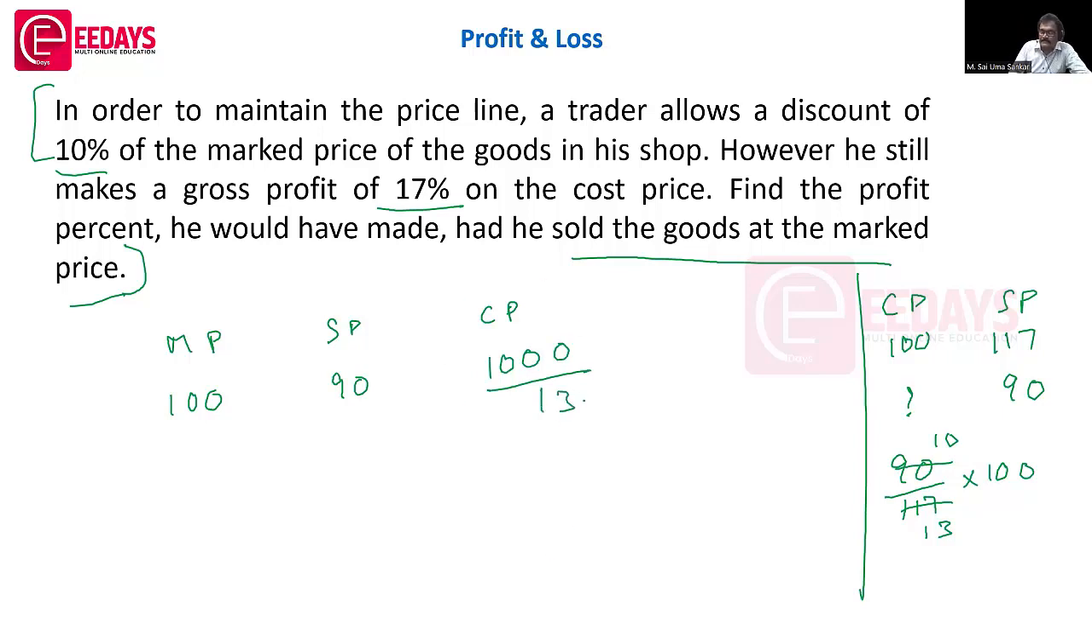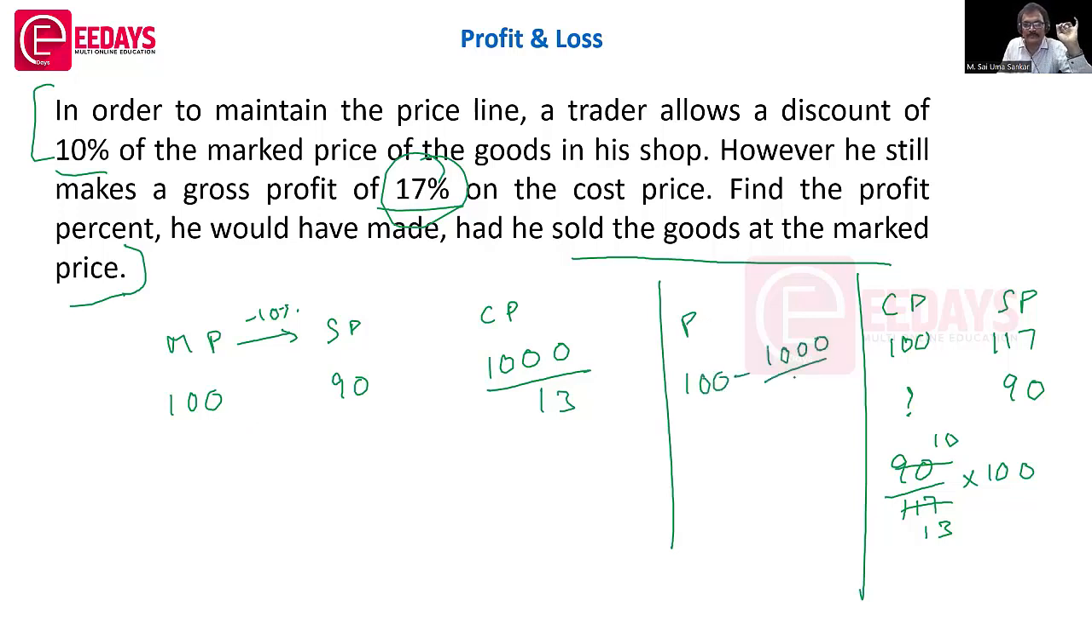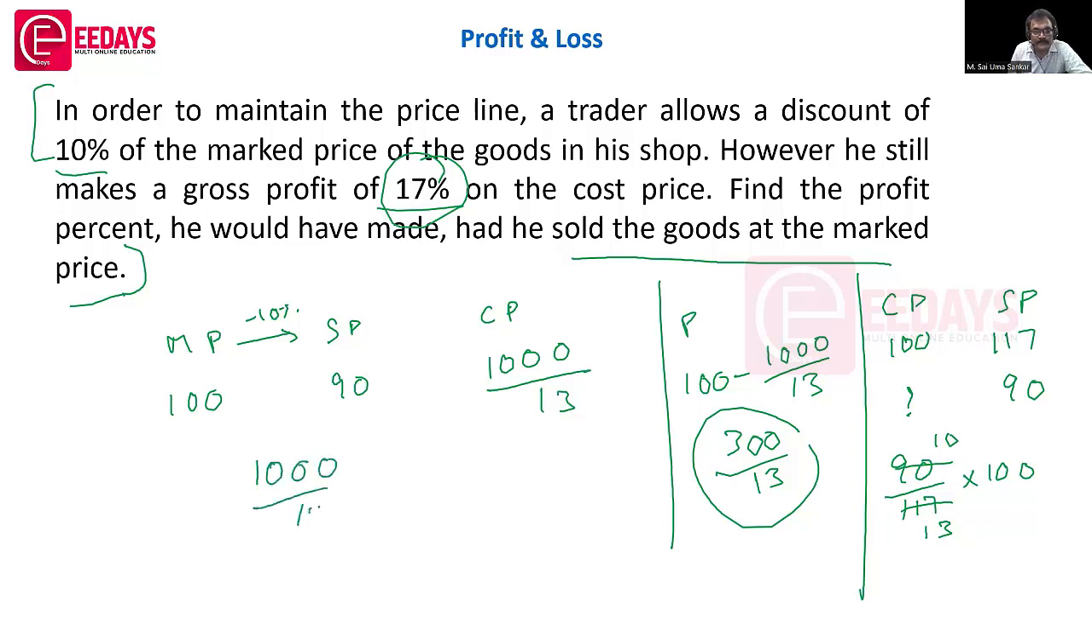If the cost price is equal to 1000 by 13, and the person marks the goods at 100 rupees and gives a discount of 10%, then he makes a profit of 17%. But suppose he didn't allow the discount. So what is the profit? That is equal to 100 minus 1000 by 13, which is 300 by 13. This is the profit when the person didn't allow the discount. So cost price is 1000 by 13, and the profit is 300 by 13.